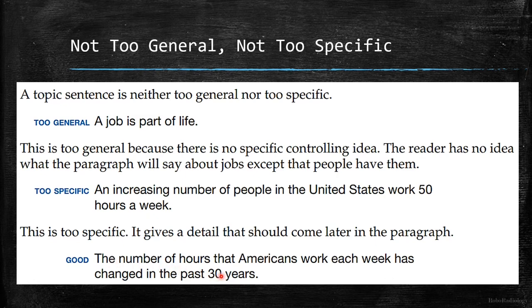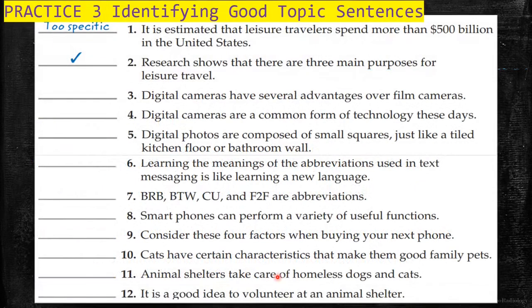The number of hours that Americans work each week has changed in the past 30 years. Yeah, we can develop it. We can write a good paragraph about how it changed from what to where, and then we will give a summary. Practice 3. Identifying good topic sentences.